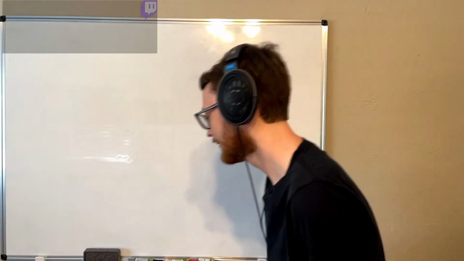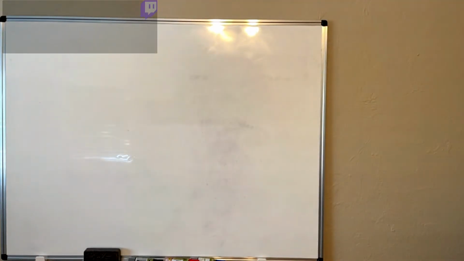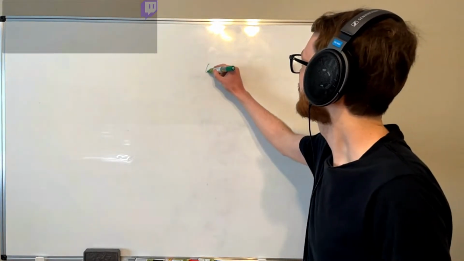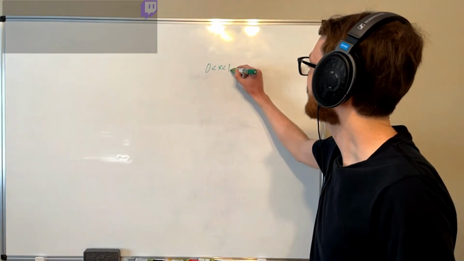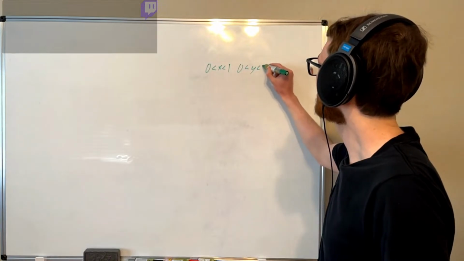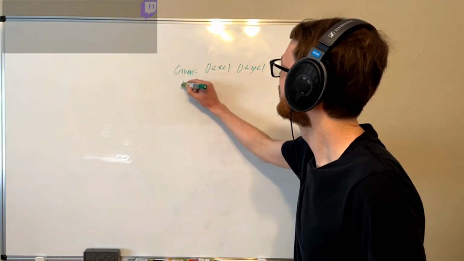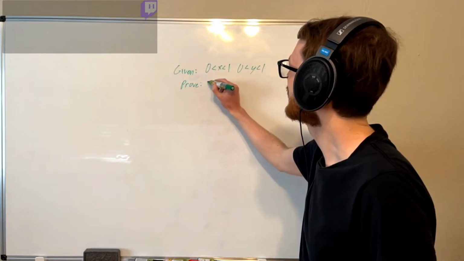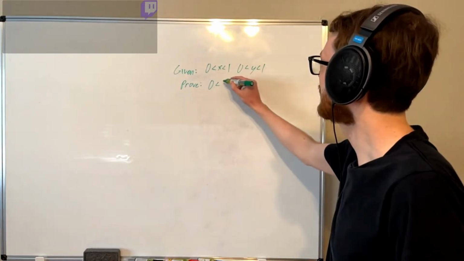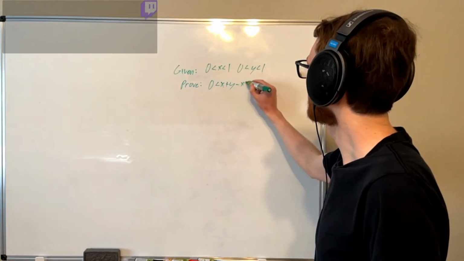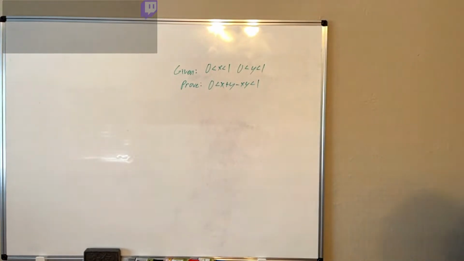Okay. So what I'm thinking, we're given 0 is less than x is less than 1, 0 is less than y is less than 1. We want to prove 0 is less than x plus y minus xy is less than 1.